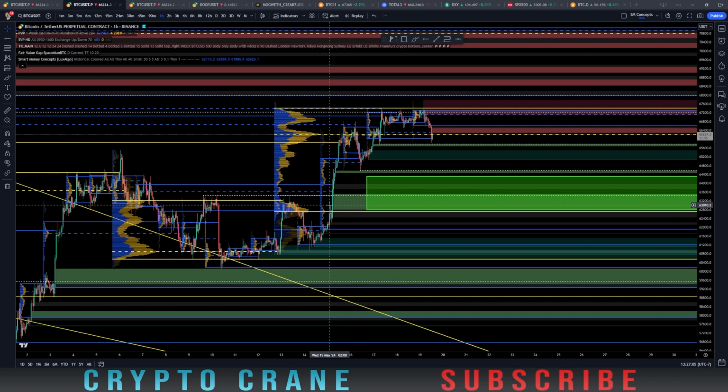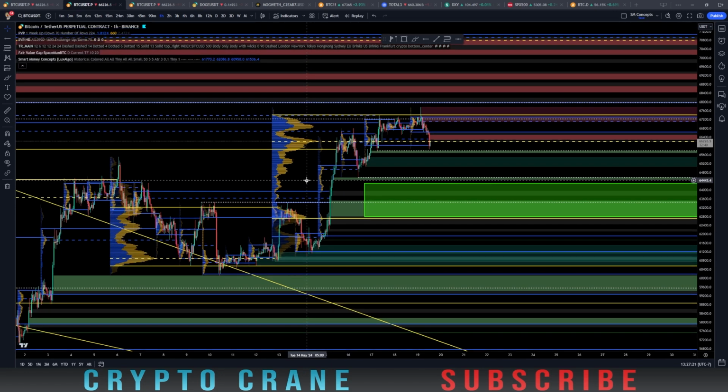And if you get the swing failure pattern with a failed auction, RSI divergence, liquidations, that sort of thing, then that's your edge to take the trade. A sweep level on its own is not nearly enough edge to actually take a trade. You don't just blind limit a sweep level.